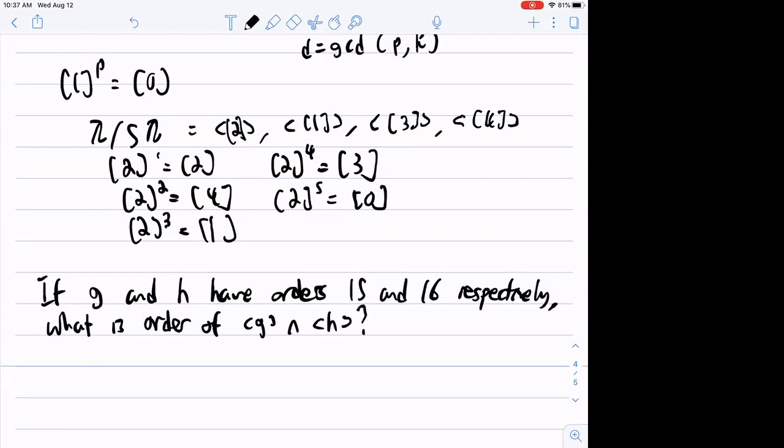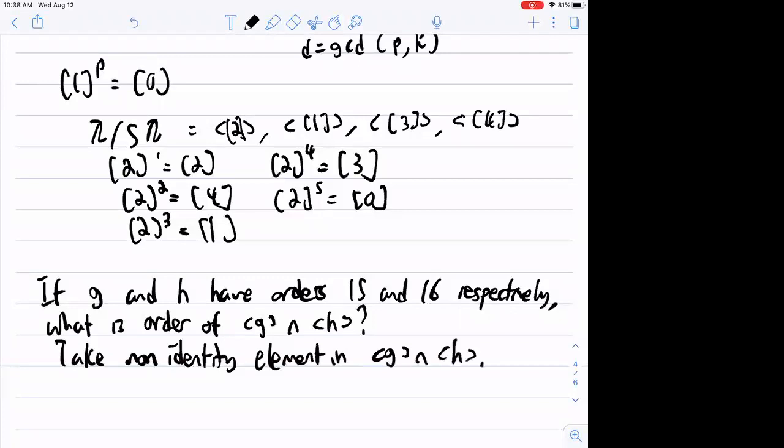So from here, maybe it's better to take an element. Take a non-identity element in the intersection. When I write this, I'm assuming there is a non-identity element, but if there is none, then the order is 1, because every group has the identity. There's always the trivial group, just the group with the identity. So here, let's take a non-identity element. Let's call it B.